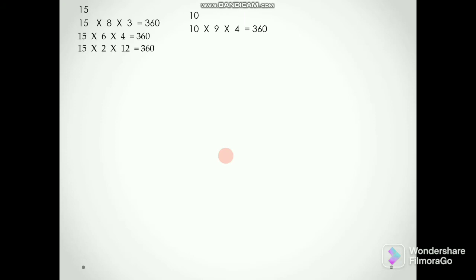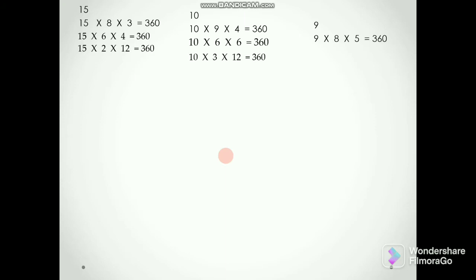For example, 15. What are the possible answers for 15? For 15, we have 15 times 8 times 3 is equal to 360. 15 times 6 times 4 is equal to 360. 15 times 2 times 12 is equal to 360. And for 10, we have 10 times 9 times 4 is equal to 360. 10 times 6 times 6 is equal to 360. And 10 times 3 times 12 is equal to 360.